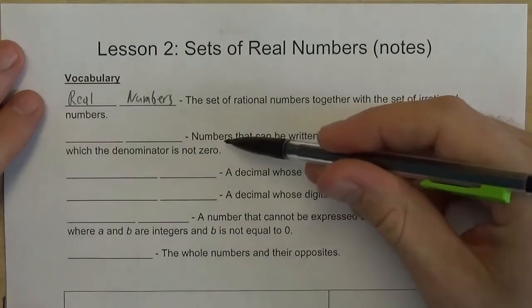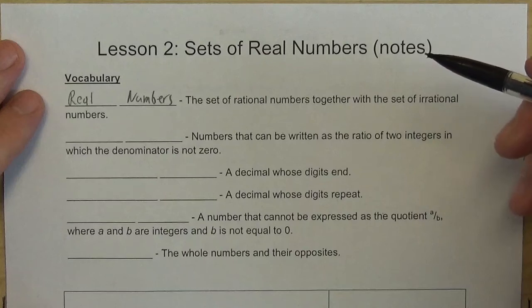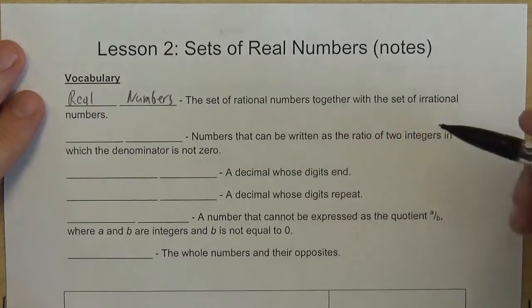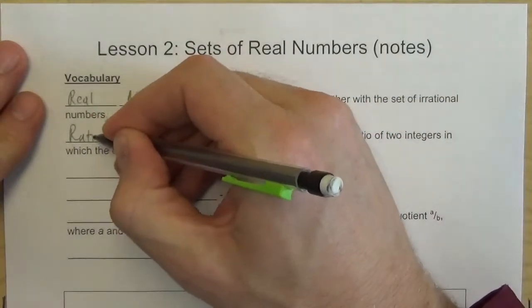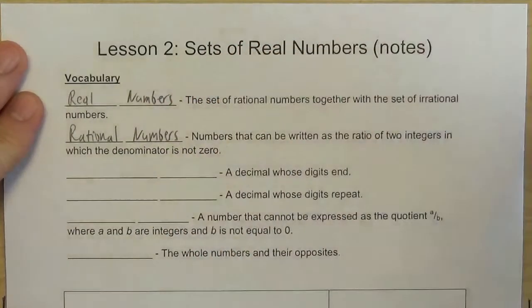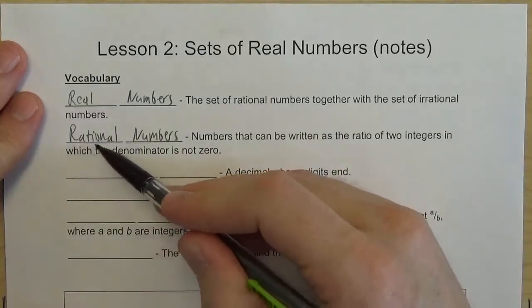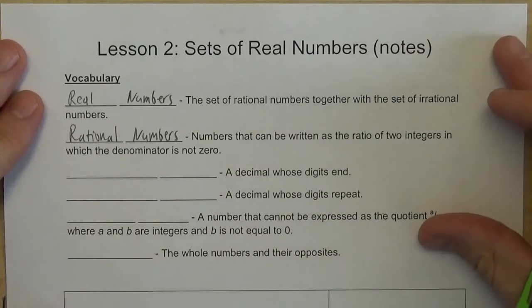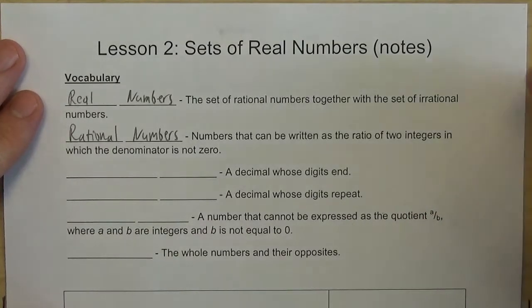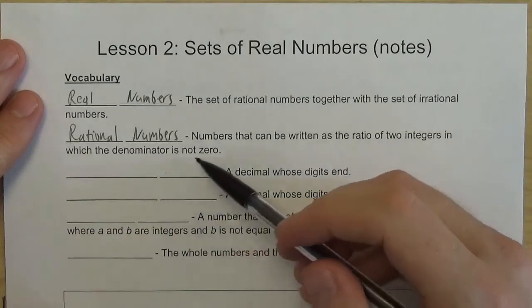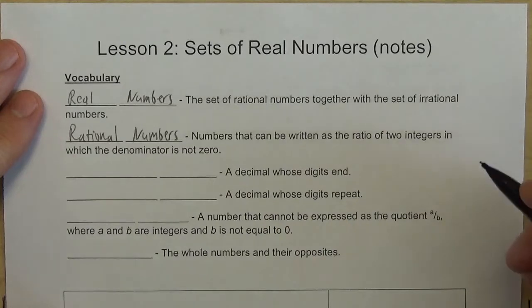The next word or definition here is numbers that can be written as the ratio of two integers in which the denominator is not zero. So we'll talk more about that in a second, but those are rational numbers. So they can be written as a ratio, and you'll see that word ratio at the beginning of the word rational there. Another way to say that is that they're just numbers that can be written as a fraction, with a number on top, a number on bottom. It has to be an integer, which means whole number, positive or negative, and it cannot be zero as the denominator. We don't write fractions with zero as the denominator.